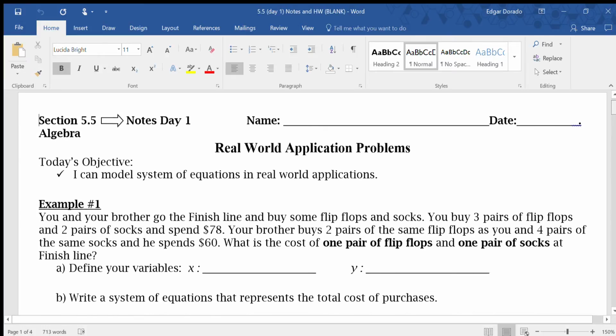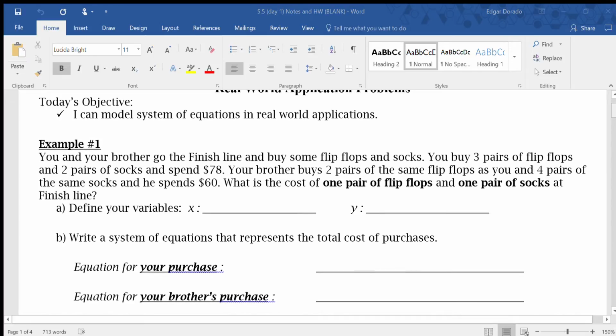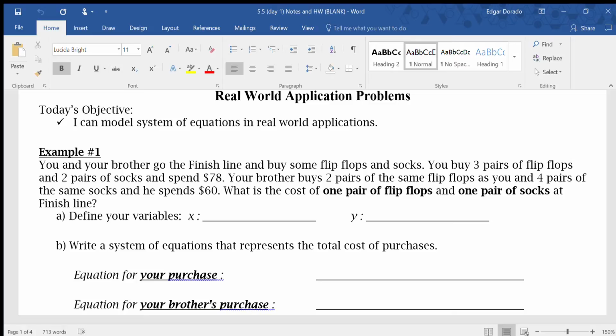This one is going to be on Section 5.5, okay? And as you guys can see from the title, we're actually going to be looking into real-world applications of the things that we've been learning, which are systems of linear equations, okay? So our goal today is to be able to model a system of equations in a real-world application, meaning from a real-world scenario, we're going to try to write equations that we can use as a system in order to solve and find out what values will actually meet our criteria.